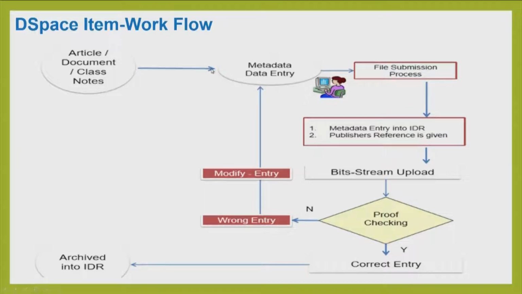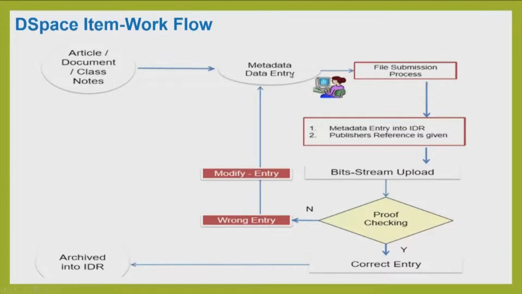Now, as soon as you have selected the item, you try to upload it into Diskspace. The most important thing now is the metadata entry part. Metadata is the document information: first of all the title, author name, publisher name, when it was published, and the format of the document, whether it is a book, a class note, or a thesis. All this information about the document is the metadata. It is better to collect that information and keep it with you while uploading into Diskspace. So, we do the metadata entry, and after that we submit, and the file submission process starts.